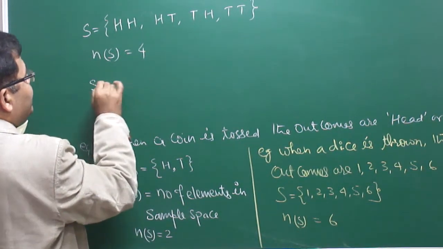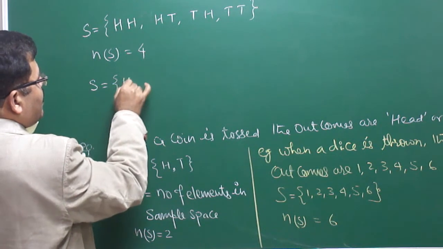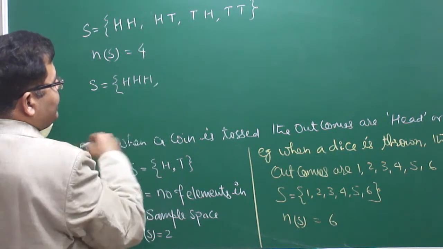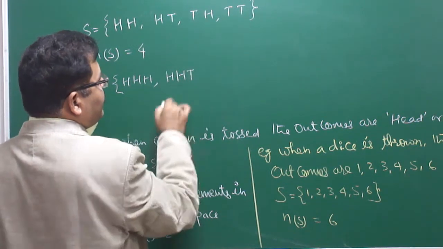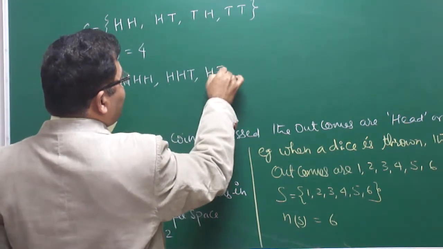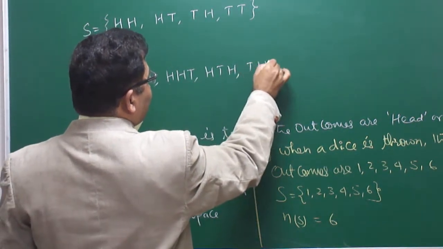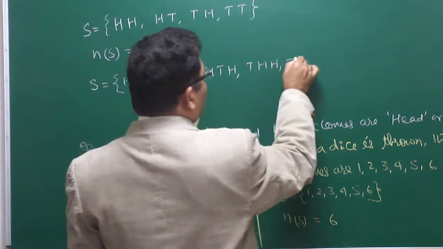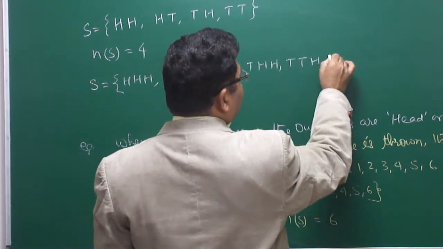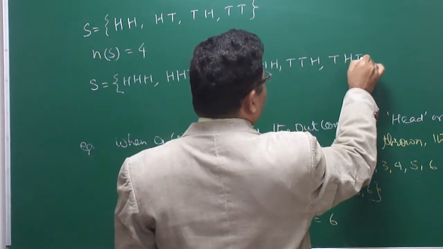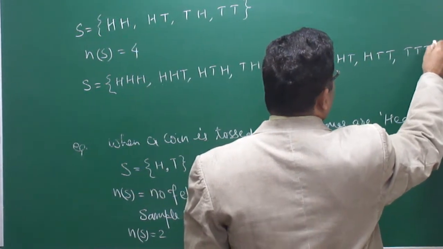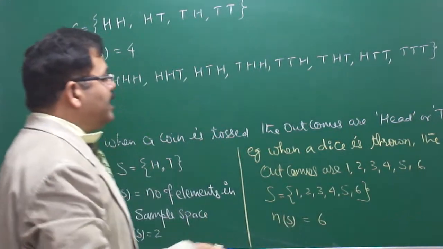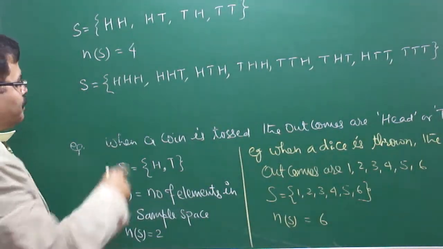Suppose similarly, if 3 coins are tossed together or 1 coin is tossed thrice, HHH may come. First 2 times head and then tail may come. Head, tail, head may come. Tail, head, head may come. And 2 times tail, 1 time head may come. And tail, head, tail may come. And head, tail, tail may come. Or all 3 times tail may come. This is a common thinking in which one can think.